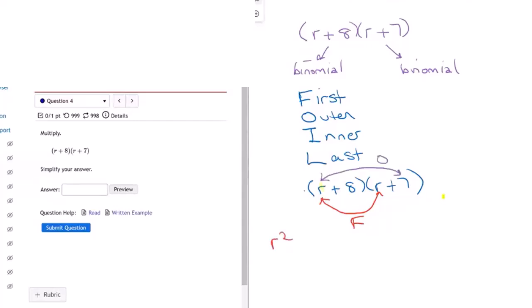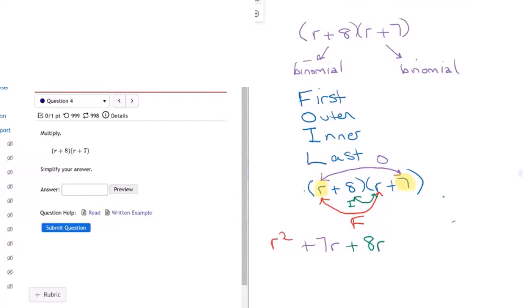This is outer and outer. We have outer times outer. We add 7R because that's what outer times outer is. Then I have inner times inner. So I add inner times inner.